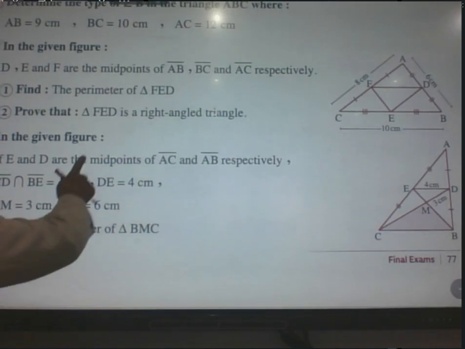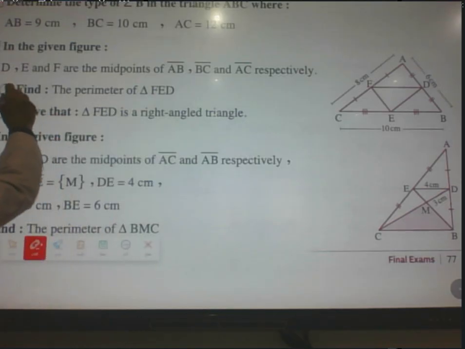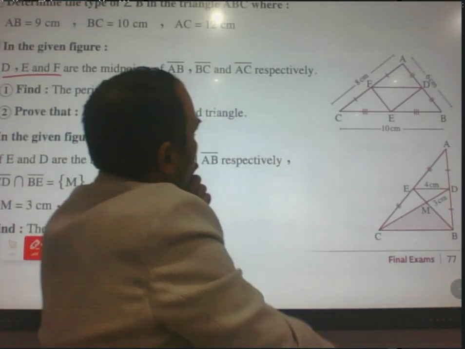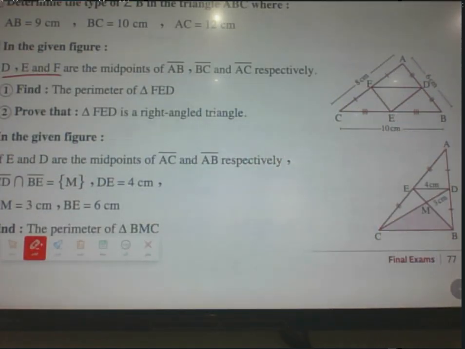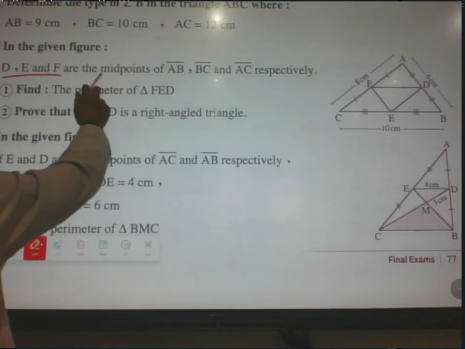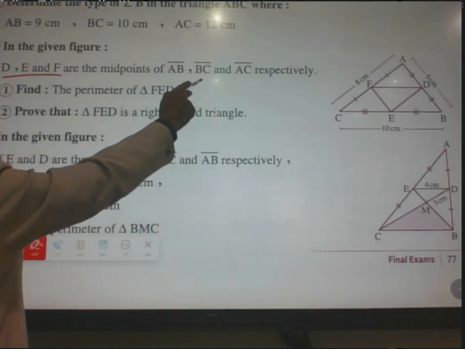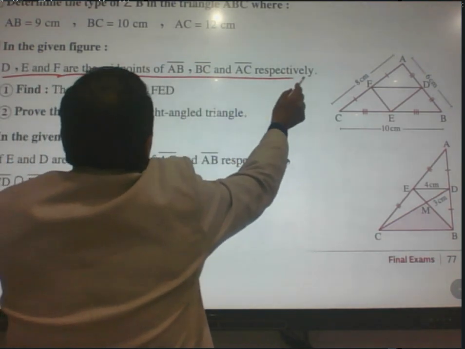Next question, question number 5. In the given figure, D and E and F are the midpoints in this triangle. You want to find the perimeter of triangle FED, the perimeter of this triangle. We can prove that such that D and E and F are the midpoints of AB and BC and AC respectively. Then I will complete here. Okay, write this. The first line is the proof.